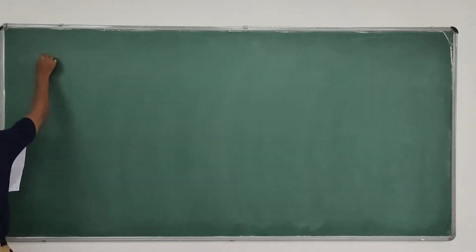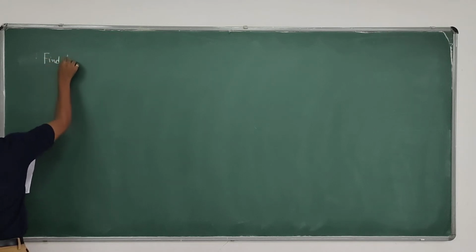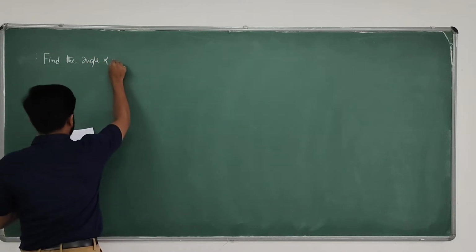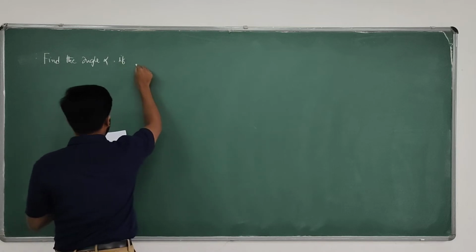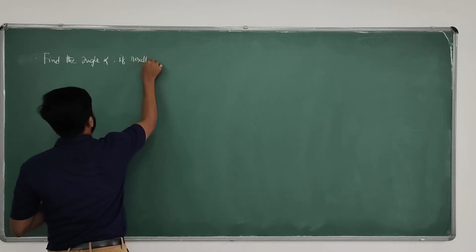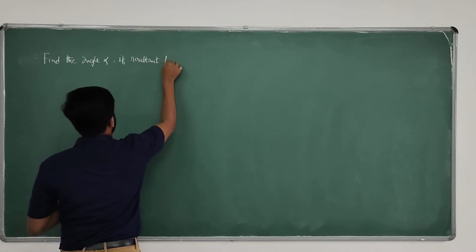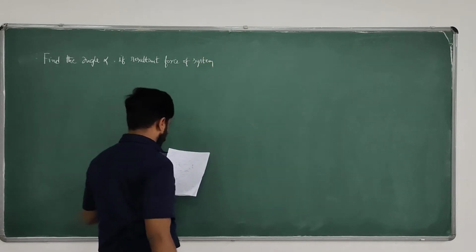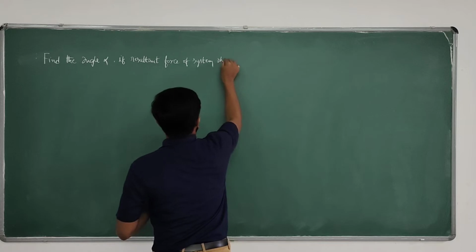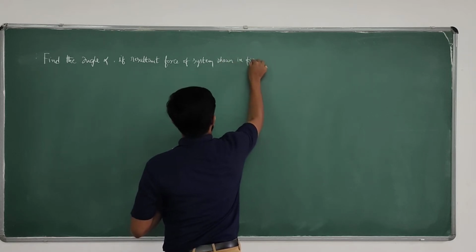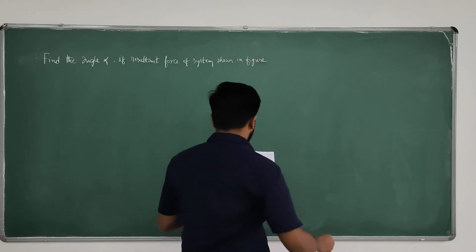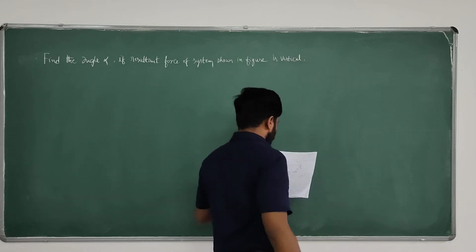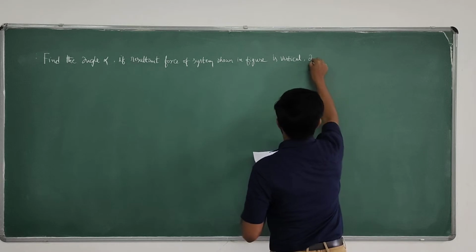Find the angle alpha if the resultant force of the system shown in the figure is vertical. Also find the magnitude of the resultant force.